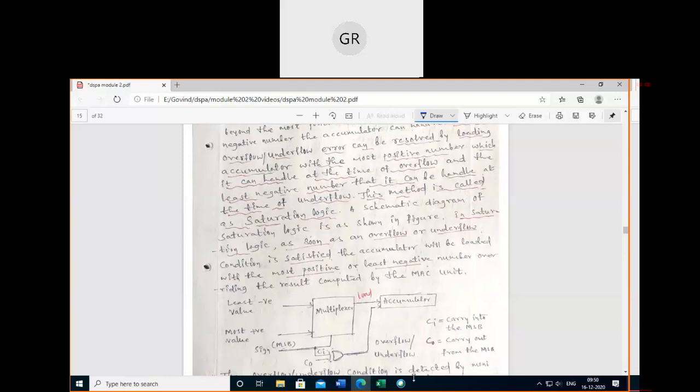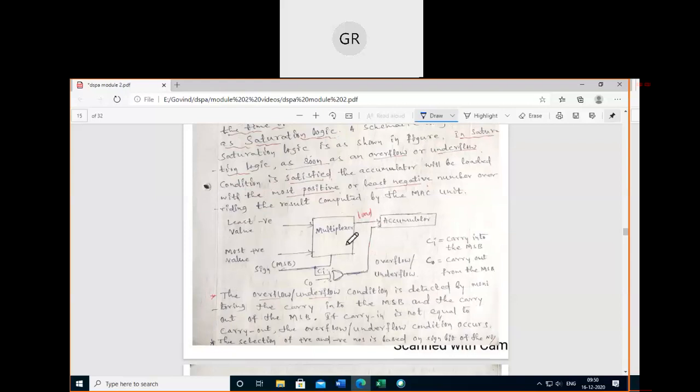This is the block diagram of saturation logic. Here, as soon as an overflow or underflow condition is satisfied, the accumulator will be loaded with the most positive or least negative number, overriding the result computed by the MAC unit. Ci is the carry into the MSB, and C0 is the carry out from the MSB, with an XOR gate.